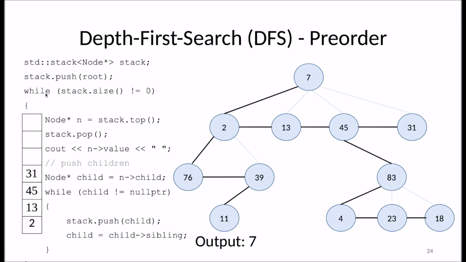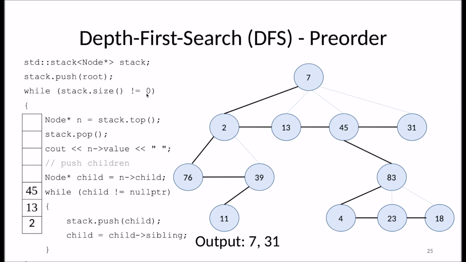Now I check the loop condition again. The stack size is not 0, so I take the top of the stack, which is 31. I remove it from the stack and I output the value. Then I get the first child of 31. 31's child pointer points to null, so child is now null. I don't enter this loop and I check again.